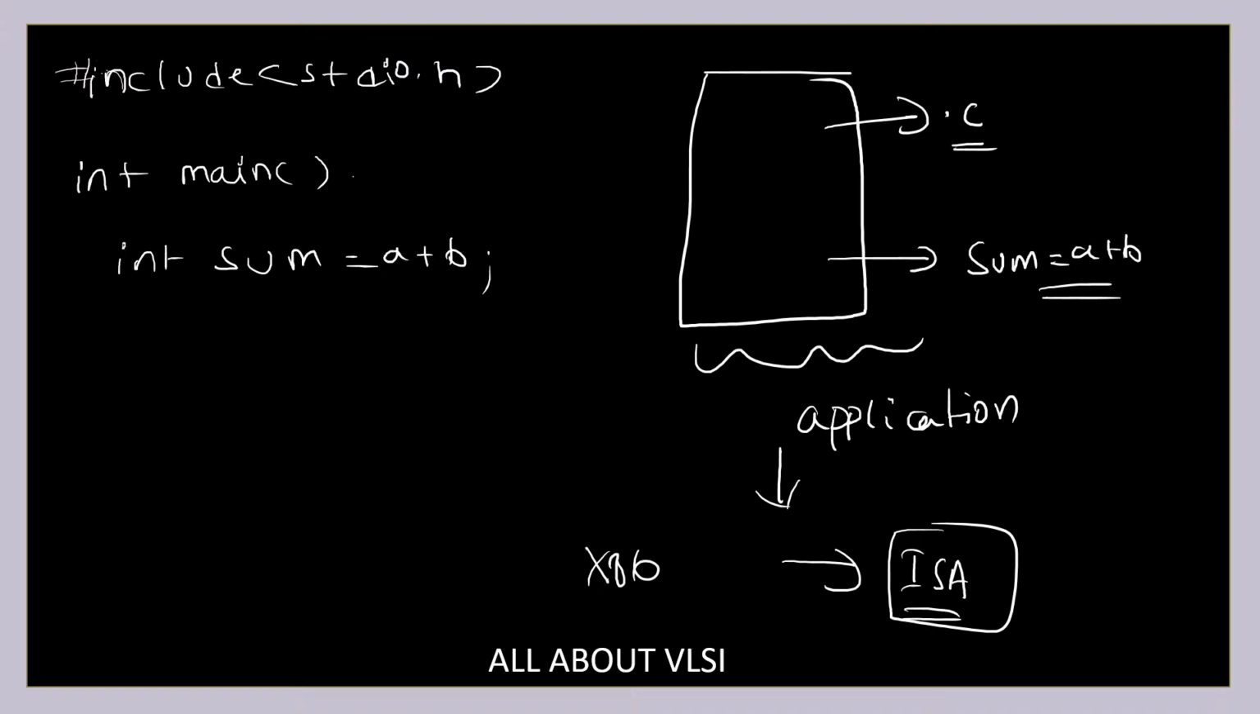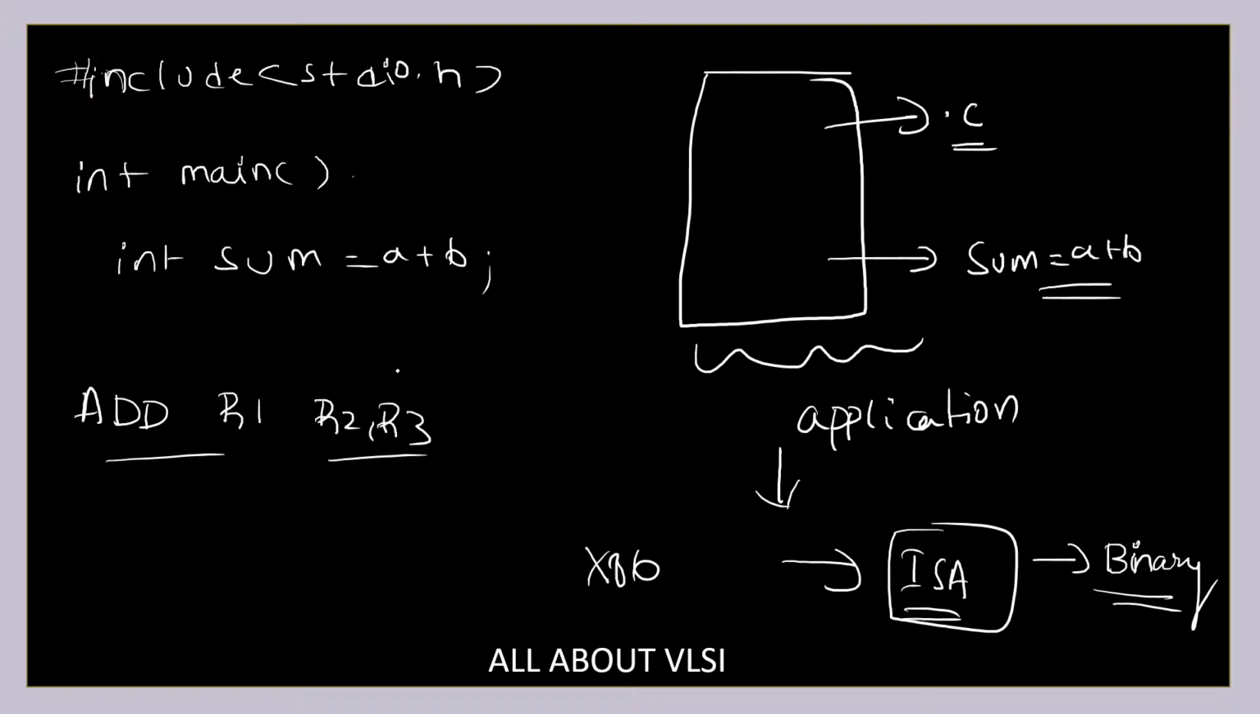From that instruction it will be converted into a binary format, and your processor is going to understand this binary format, and that processor is going to execute whatever the instructions were. For example, in your assembly level language, it is going to look like this: add r1, r2, r3. Some kind of assembly level code will be visible, and that will be converted into binary format, and that binary format will be executed by your processor, right?